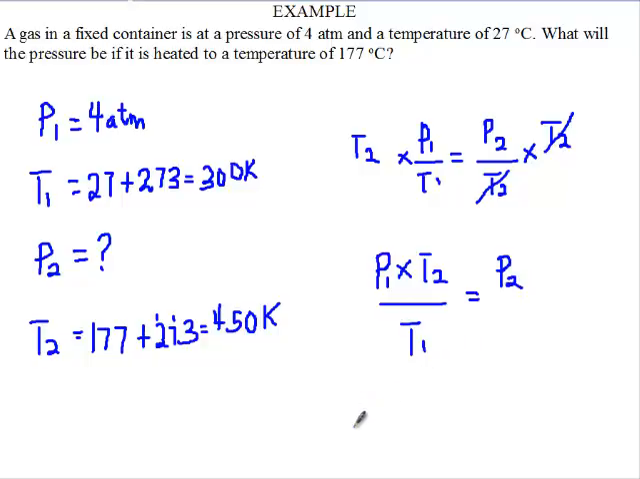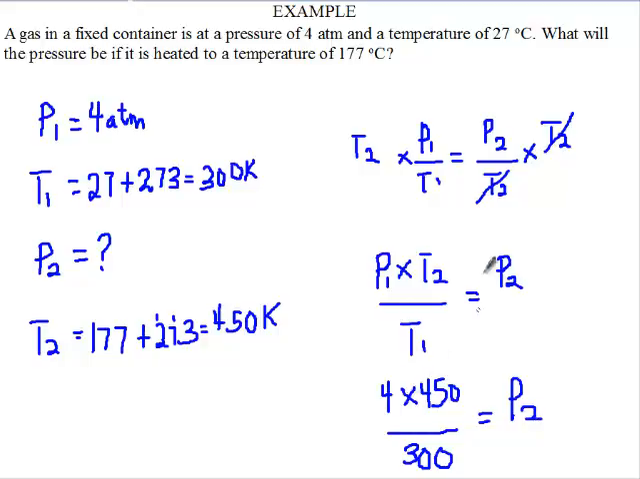Now we know the initial pressure to be equal to 4 atm, as stated over here. We know the final temperature to be equal to 450 K. Then we know our T1 to be equal to 300. And that should be equal to our P2.